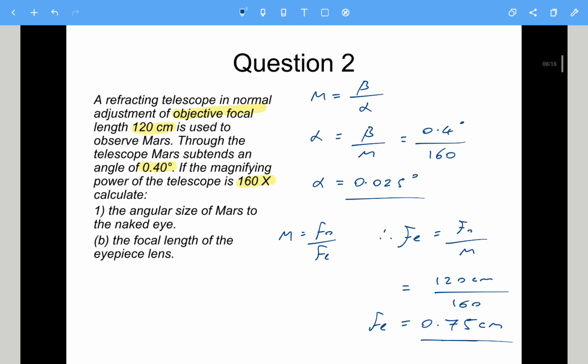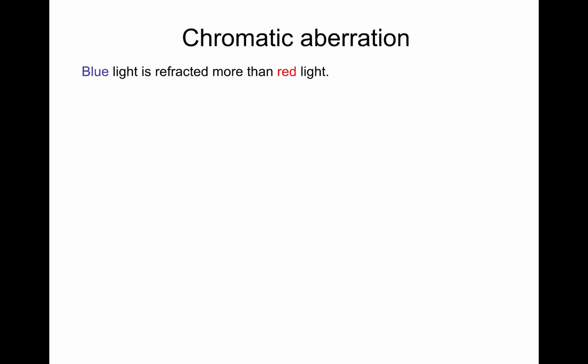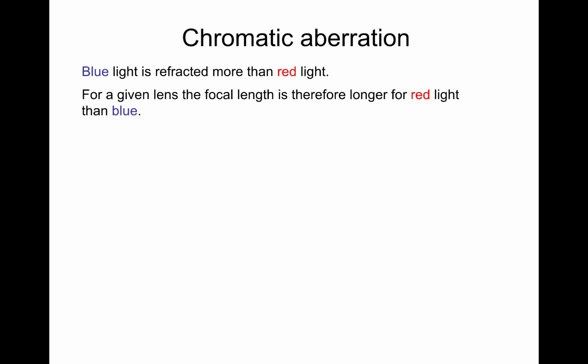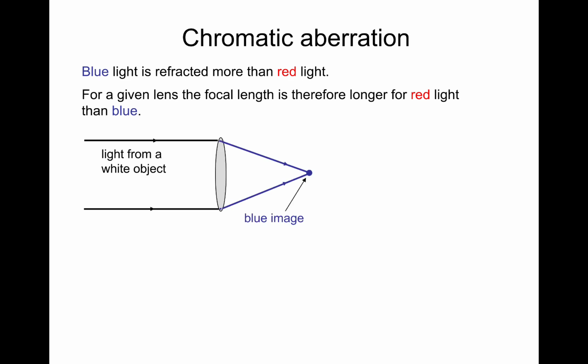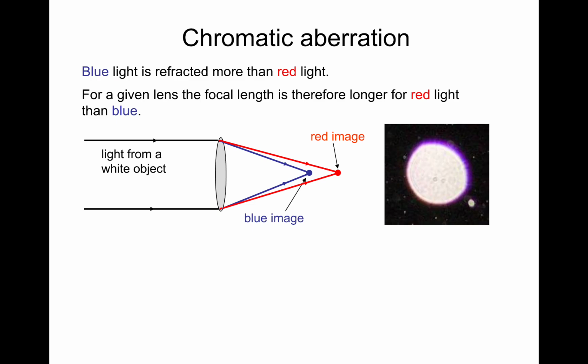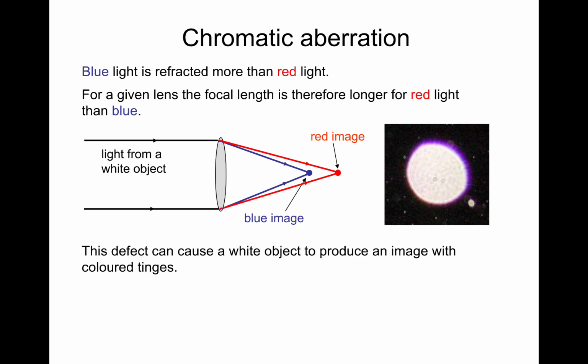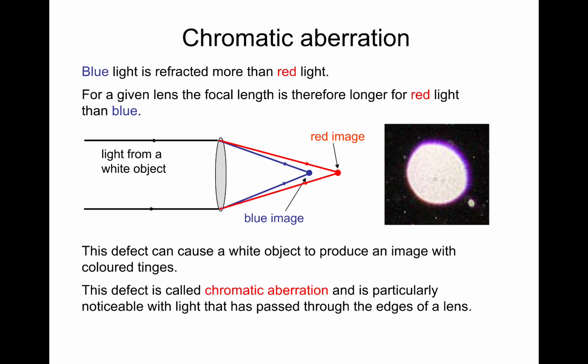Right, one last thing for this lesson, chromatic aberration. Blue light is refracted more than red light. You should know that anyway from doing optics. So for a given lens, the focal length is longer for red light than blue. Blue bends best, so blue will refract more, and the red image and the blue image will display in different regions. So it looks like this. This defect can cause a white object to produce an image with coloured tinges. This defect is called chromatic aberration, and is particularly noticeable with light that has passed through the edges of a lens.